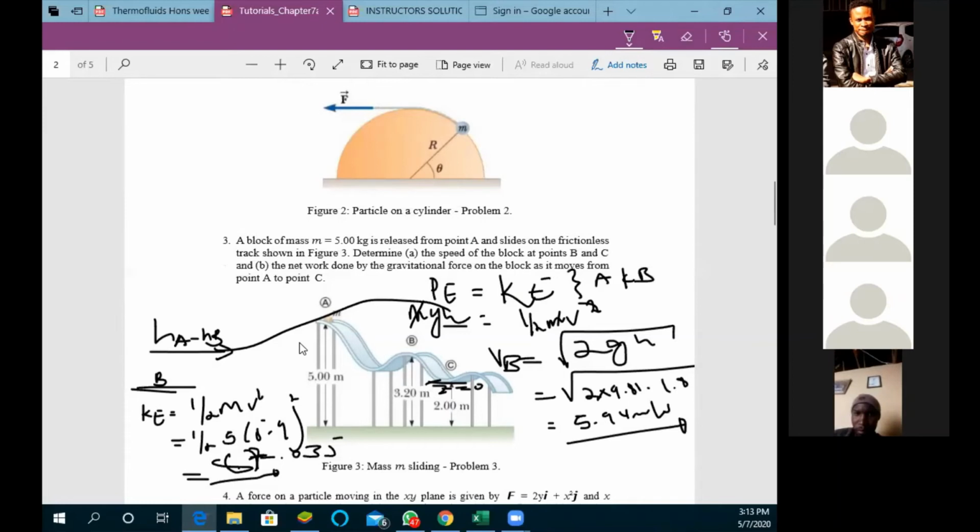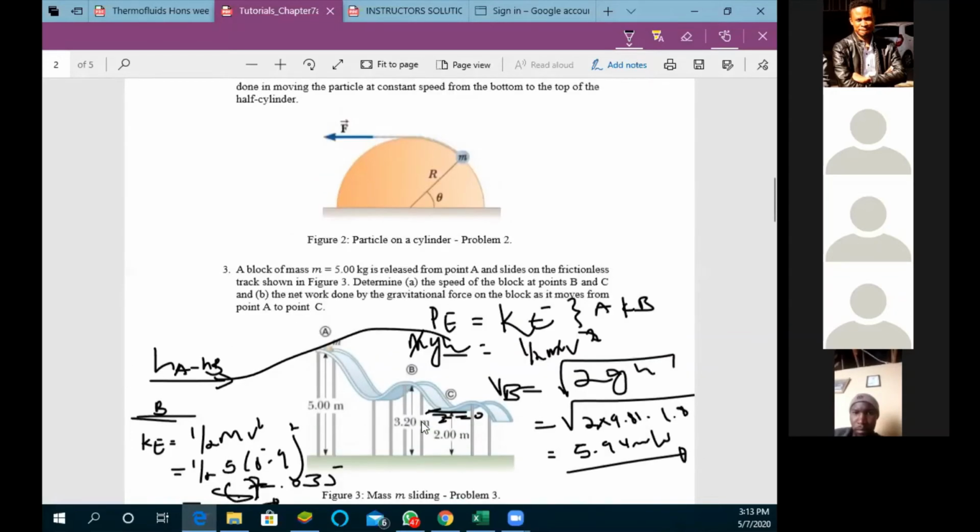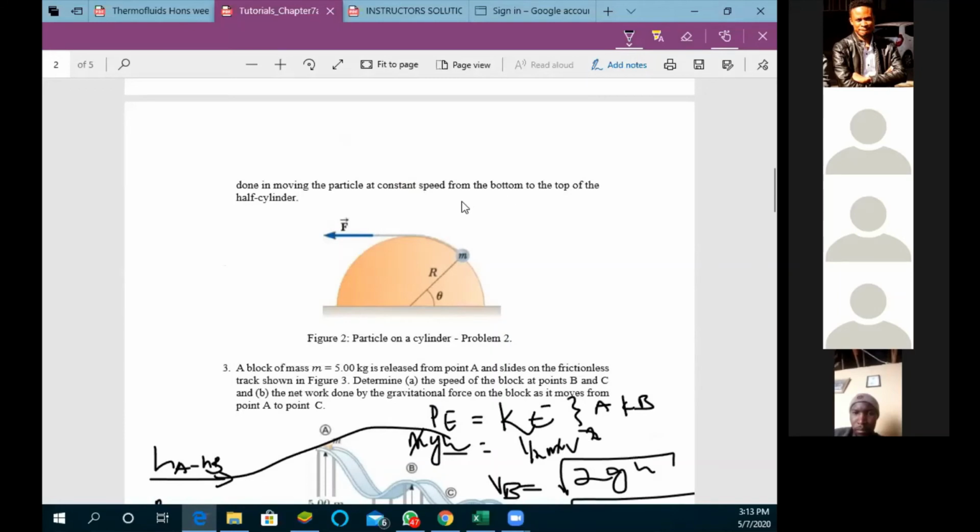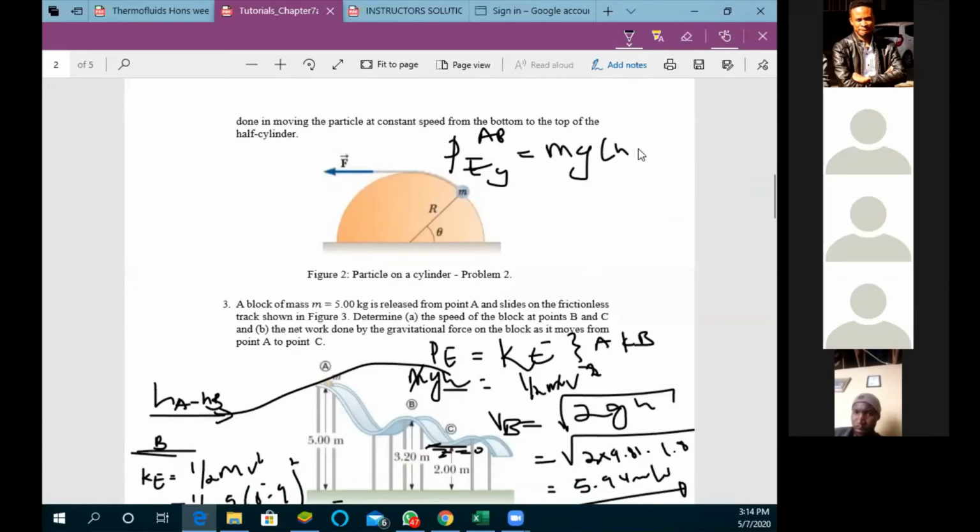Part B of the question: the net work done by the gravitational force on the block as it moves from point A to C. You remember, the work done by gravitational force is just the potential energy due to gravity, which between points A and C is equal to mg(hA minus hC). So now we just substitute the values. The mass is 5 times 9.81 times the difference in height between point A and C, which is 5 minus 2.